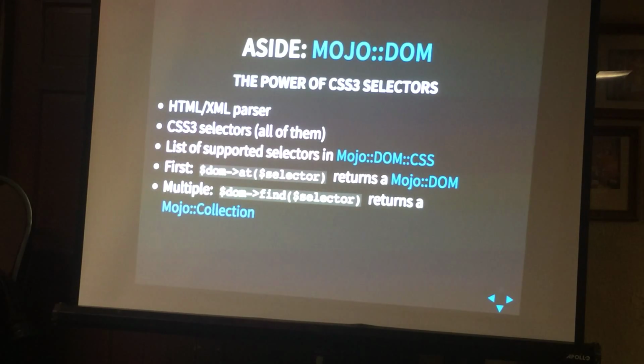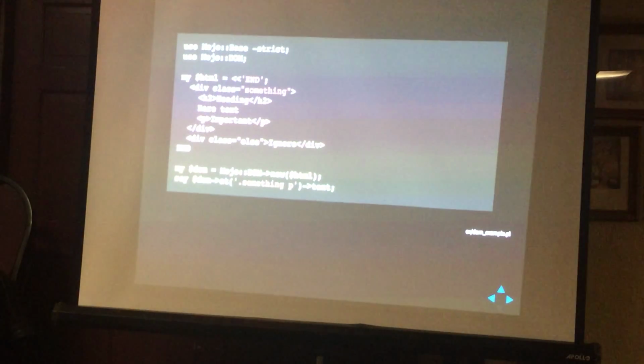So then, the easy way to say it is if you want to find the first element of a type you do at, and it returns a Mojo::DOM object. Or if you do a find, you get a collection of objects with Mojo::Collection. Mojo::Collection is just a blessed array, which has some nice overloadings for you, but it's not so useful here. Here's a quick example, and this one I will run.